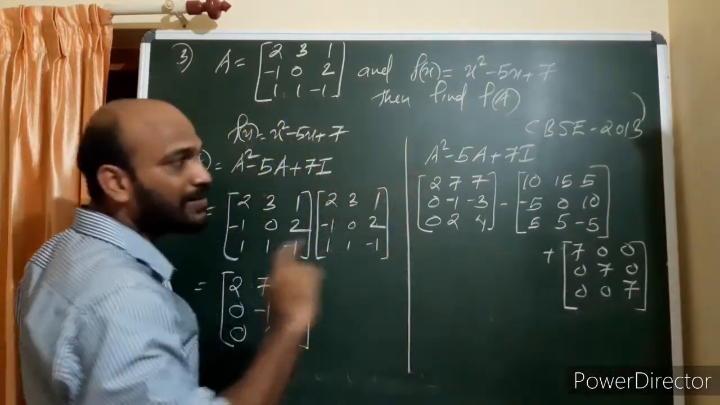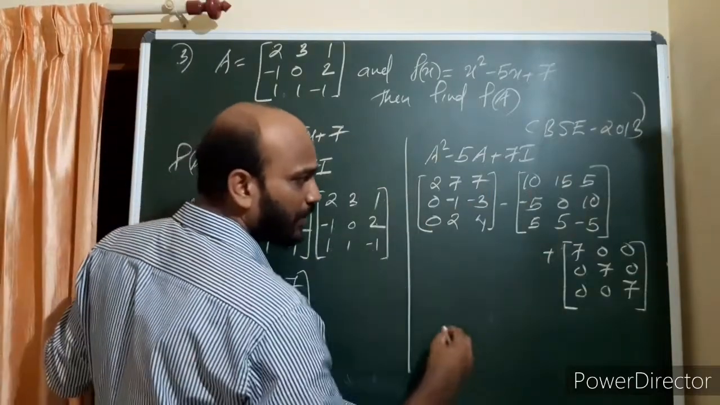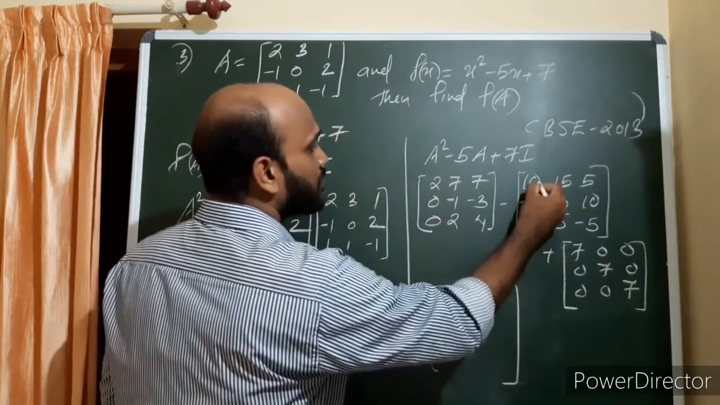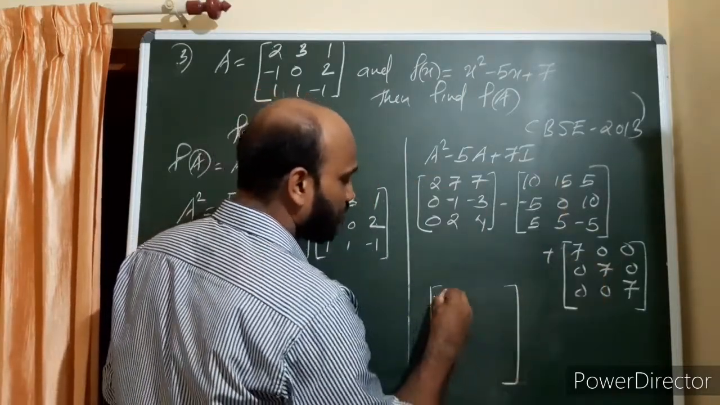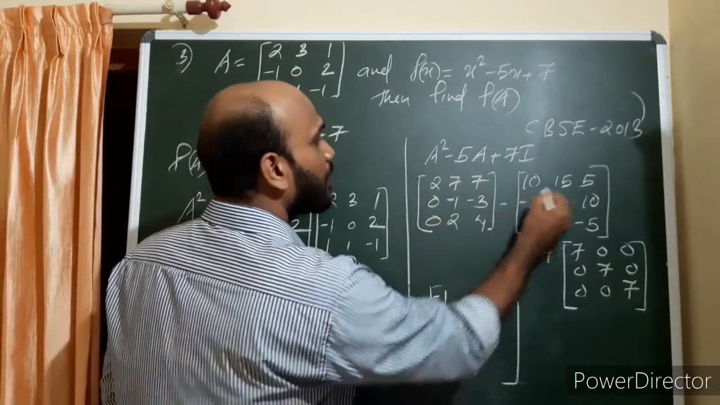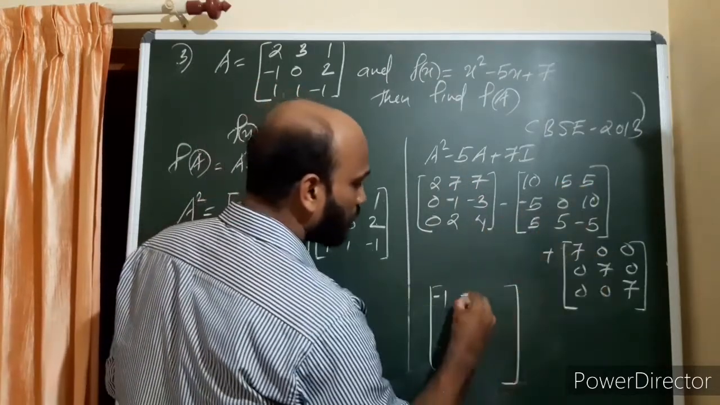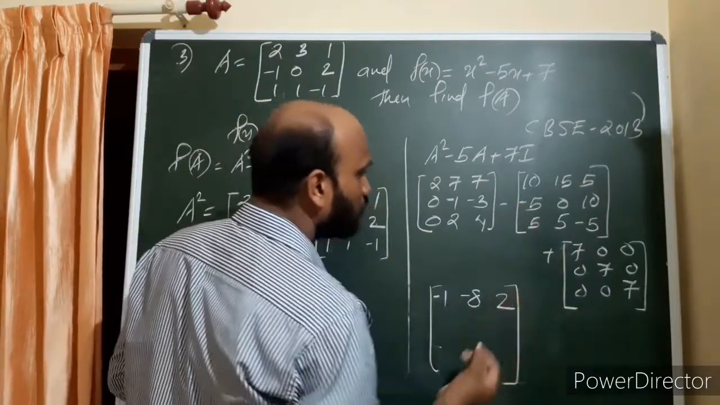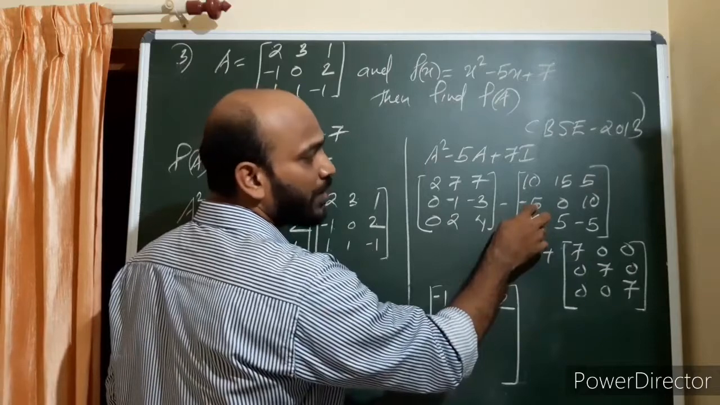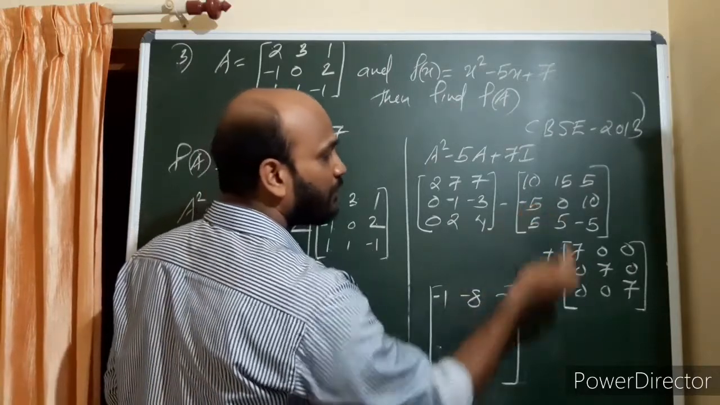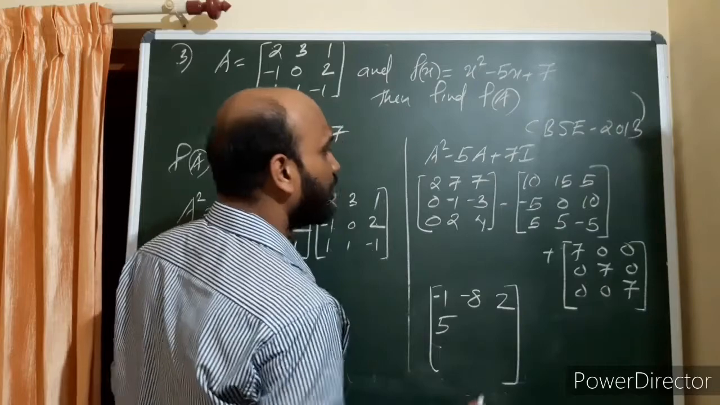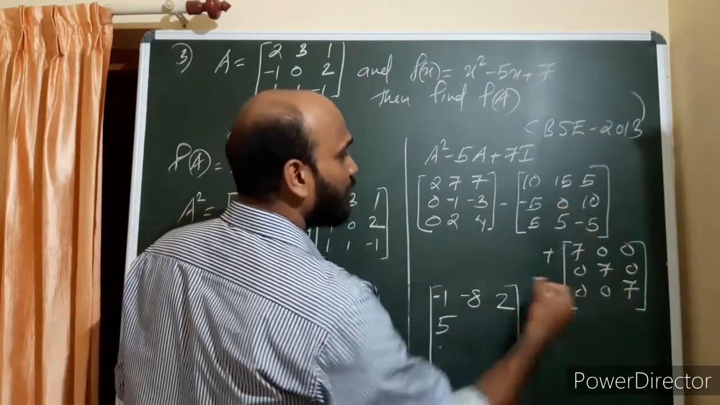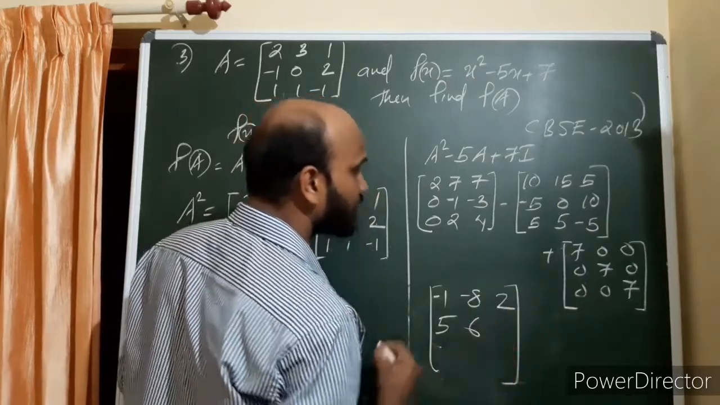Now we want to add these 3 matrices. We can add corresponding terms. The answer will be 2 minus 10, minus 8 plus 7, that is minus 1. Then 7 minus 15, minus 8 plus 0, minus 8. 7 minus 5, 2 plus 0, 2. Then 0 minus 5... minus 5 plus 5, 5 plus 0, we will get 5. Then minus 1 minus 0 plus 7, minus 1 plus 7 equal to 6.